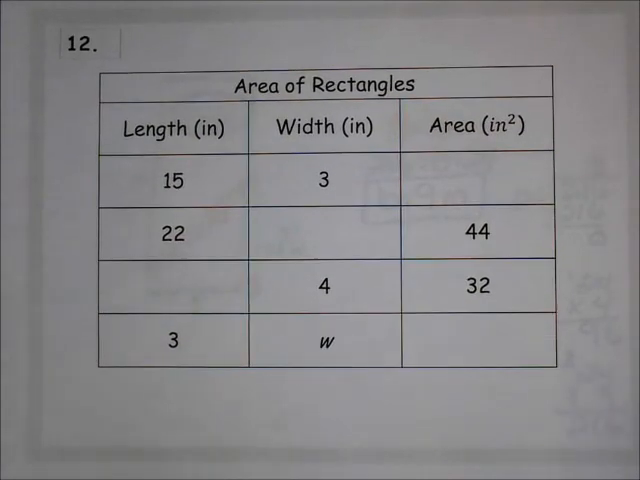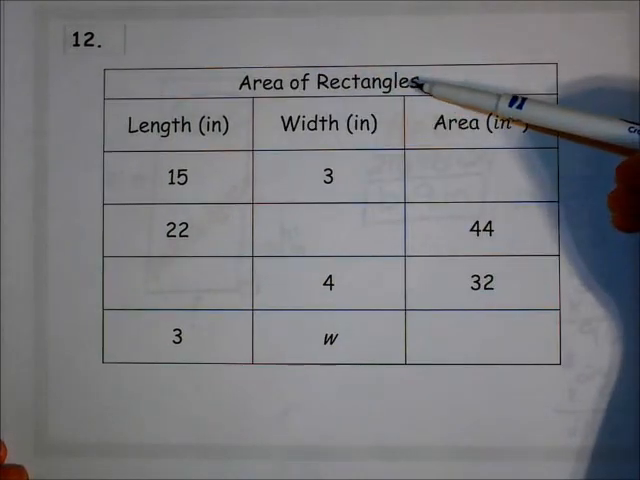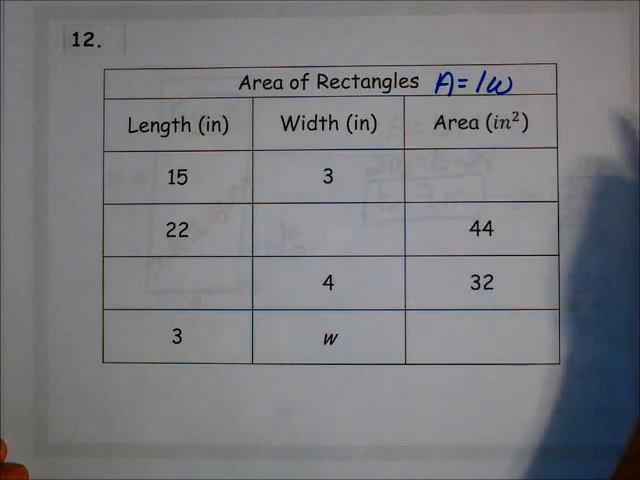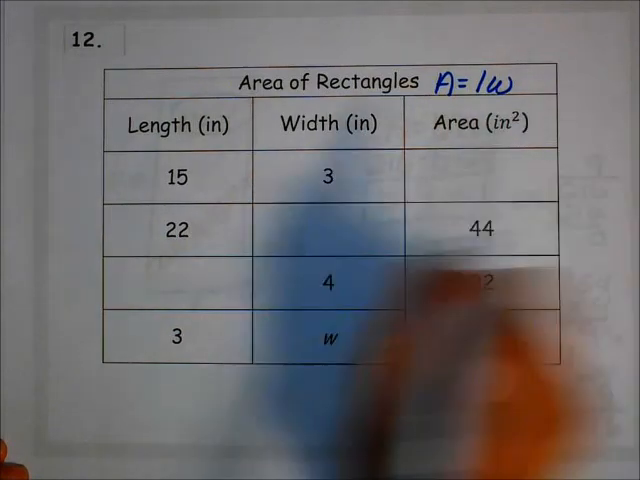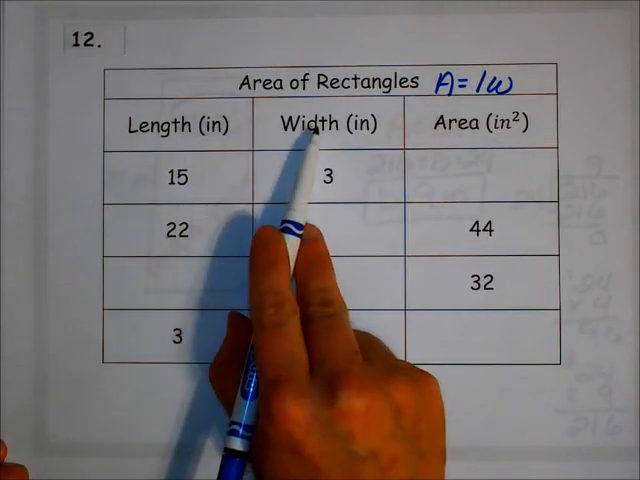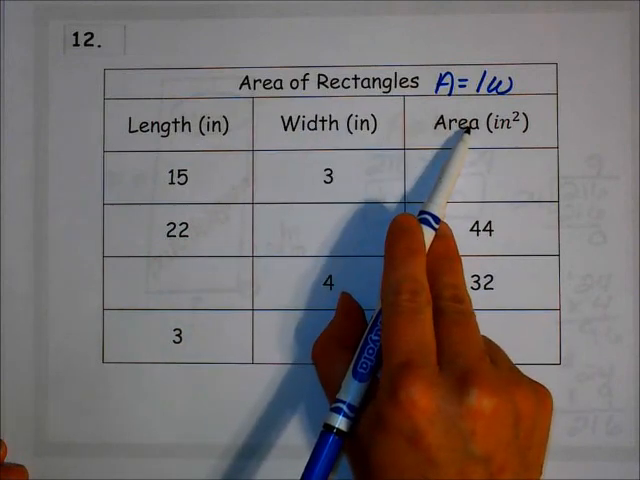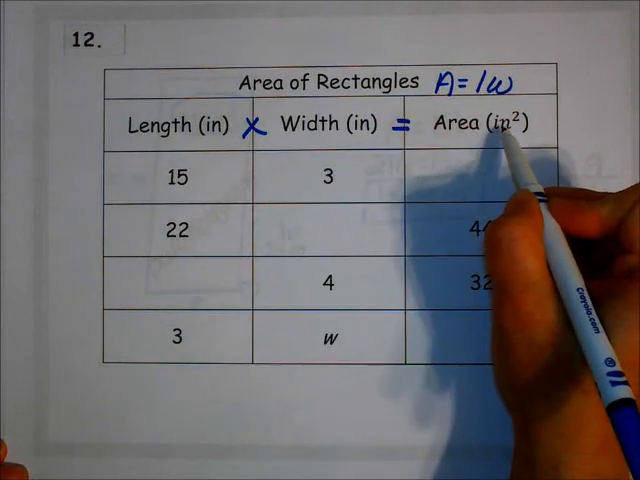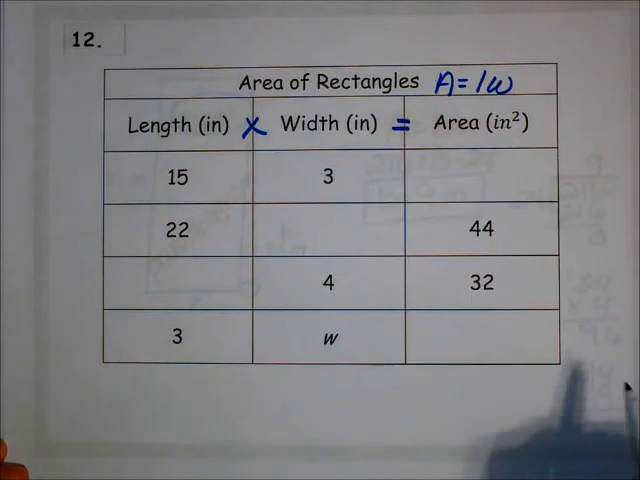I would like for you to hit pause, draw this table into your journal. When you're ready again, hit play. Okay, this time we're going to be finding area of rectangles. So the formula that we're going to use for area of a rectangle is LW, or length times width. Here's the length, here's the width, and here's the area. Notice it's all in inches.